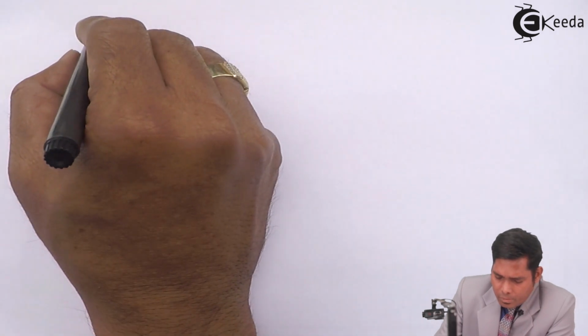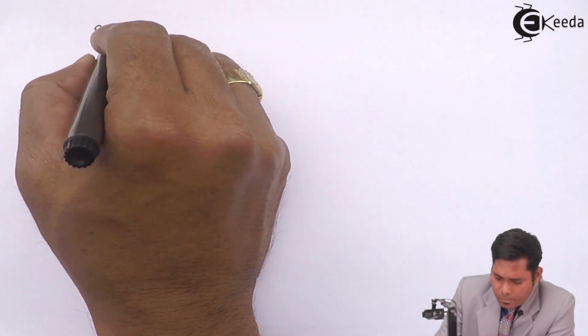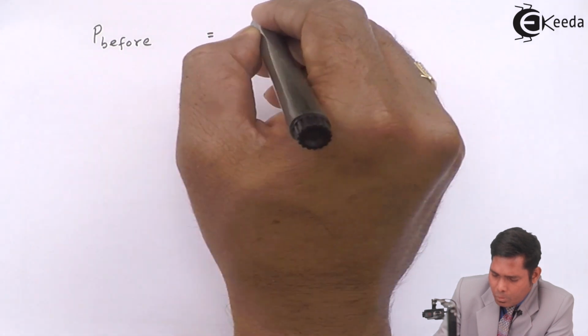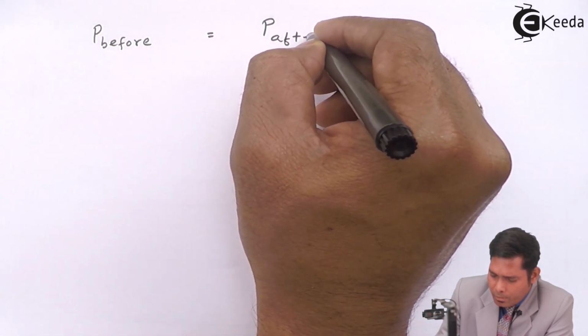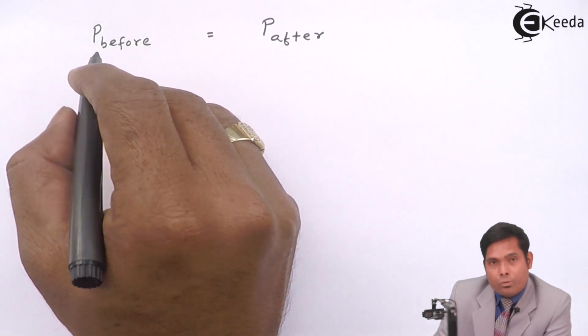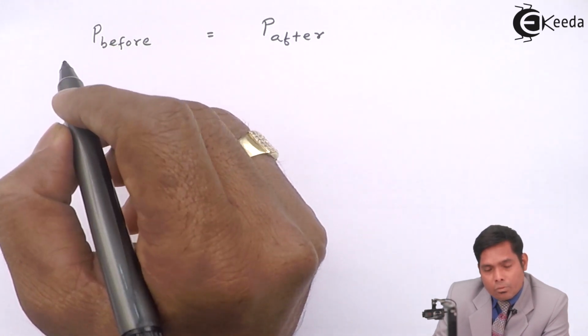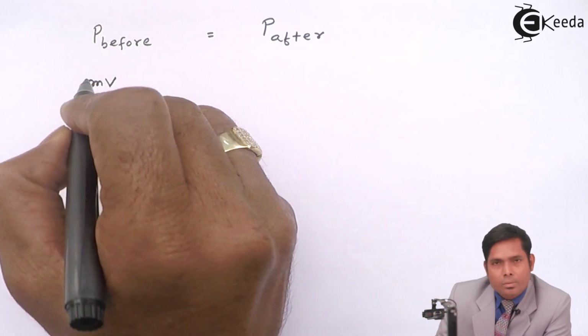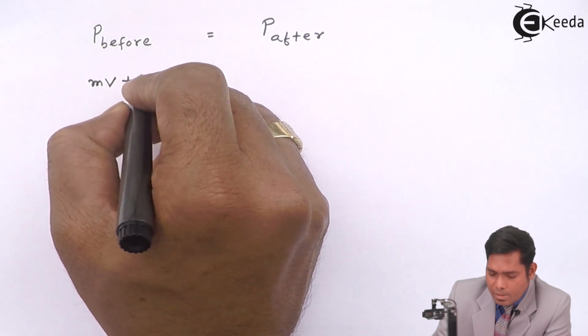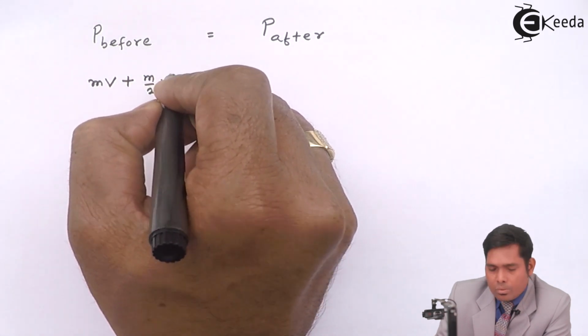Momentum equation: momentum before must be equal to momentum after collision. Momentum before: the first object has mass m, moving with velocity v, so momentum is m into v. The second object is at rest, mass is m by 2, but it is at rest, so its momentum is 0.